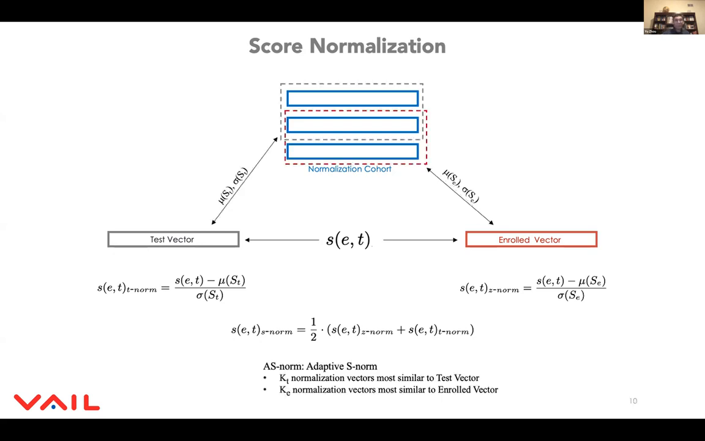On top of that, I can make another enhancement. And this is called AS-norm, or adaptive S-norm. Here, I'm going to focus on the left-hand side. Instead of using all of the scores between the test vector and every vector in the normalization cohort, only a set of high scores are selected as a normalization distribution, meaning that it only takes into account those vectors in the normalization cohort that are similar to the test vector.